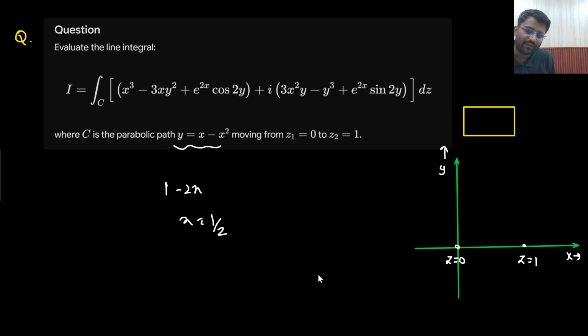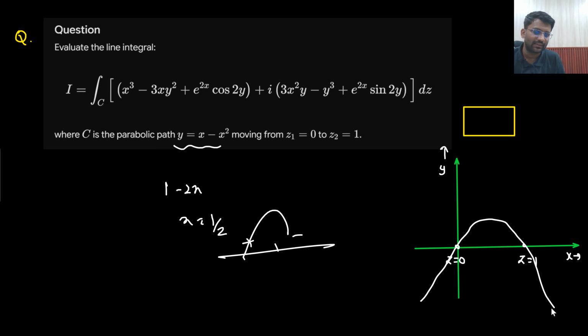So can you differentiate? 1 minus 2x. So your maximum will be at 1 by 2. It will not be maxima, it will actually be minima. Will it be maxima or minima? After 1 by 2, the scenario would be that it would be negative, positive. Yeah, it would be maxima. So your maxima would be at 1 by 2. This is how the graph would look.